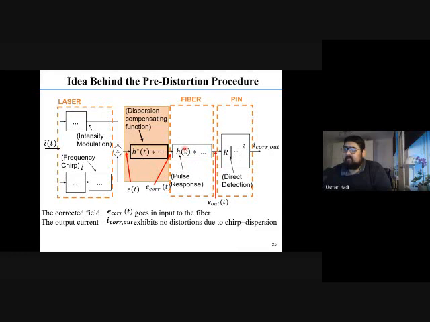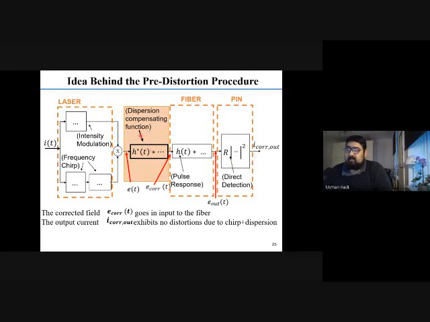So now the idea is that once this I of t goes inside the laser, it gives me the field, which is E of t. And when this E of t field goes inside the compensation function, this will give me the correct field, E core. So instead of having E of t to excite my fiber, I will have the correct field that will go inside my fiber. And I believe that once this E core goes inside the fiber, my E out that will go inside the photodiode will give me the correct current.